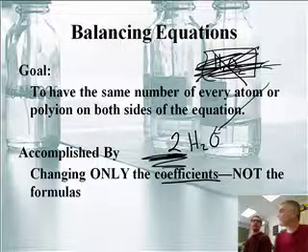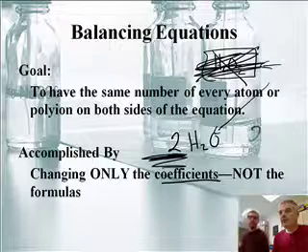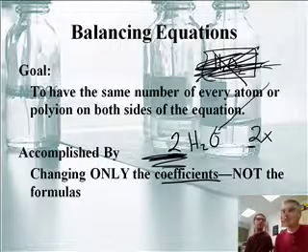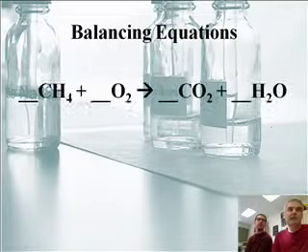The only number you can change is the number in the front. It's called a coefficient. In math class, you probably understand that. If you have a 2x, the 2 is the coefficient in algebra, right? So it's the same concept. Okay, all right, let's do some examples.